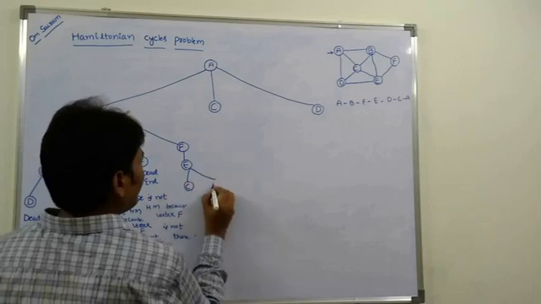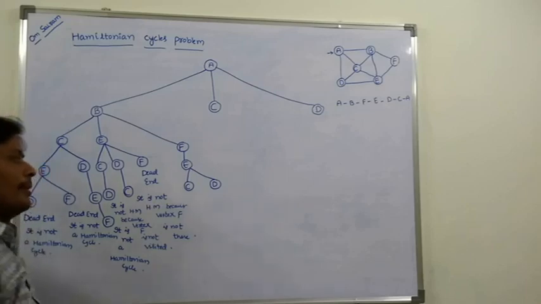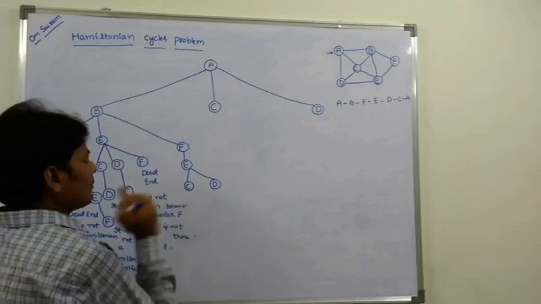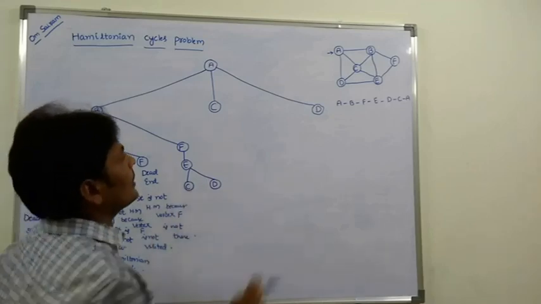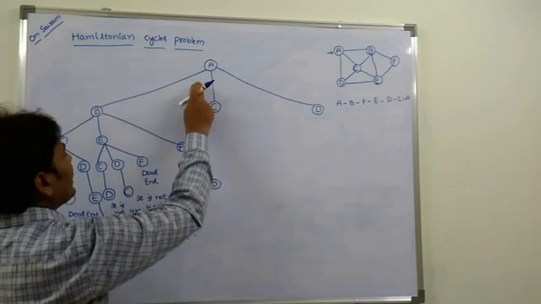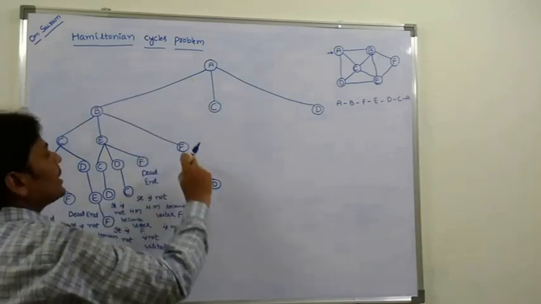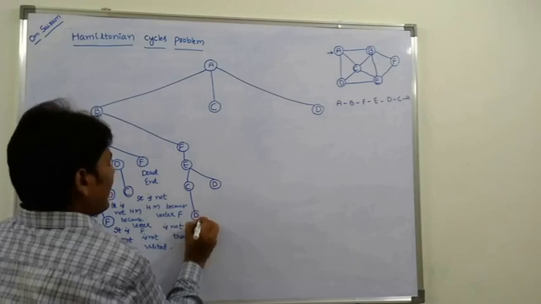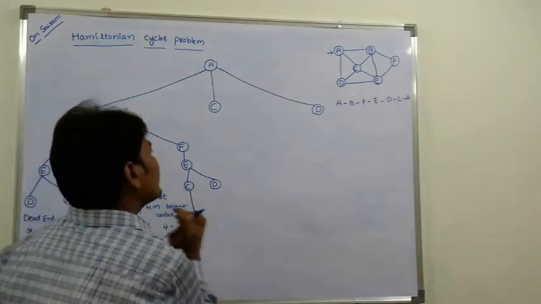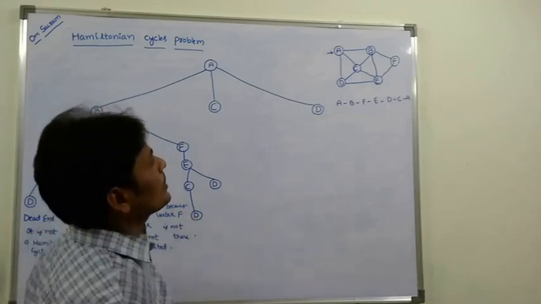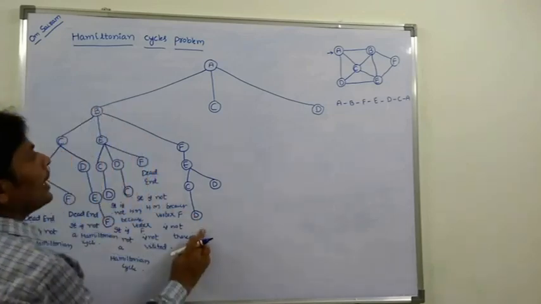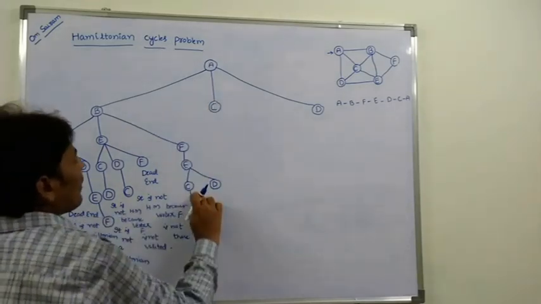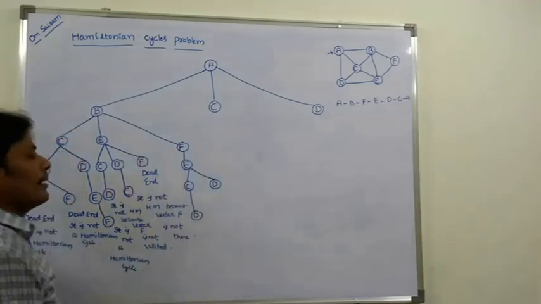So C and D. Next, we are considering the leftmost adjacent node for vertex E, that is vertex C. What are the adjacent nodes for vertex C? A, B, E, D. A, B, and E are already completed, but vertex D is not visited. Next, consider vertex D. What are the adjacent nodes for vertex D? A, C, E. A, C, and E are all already completed.